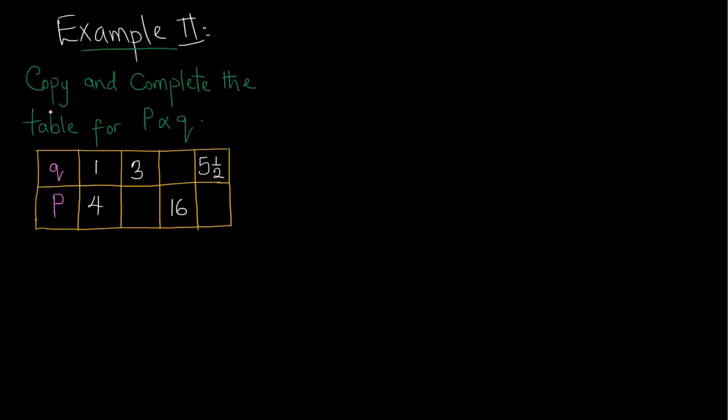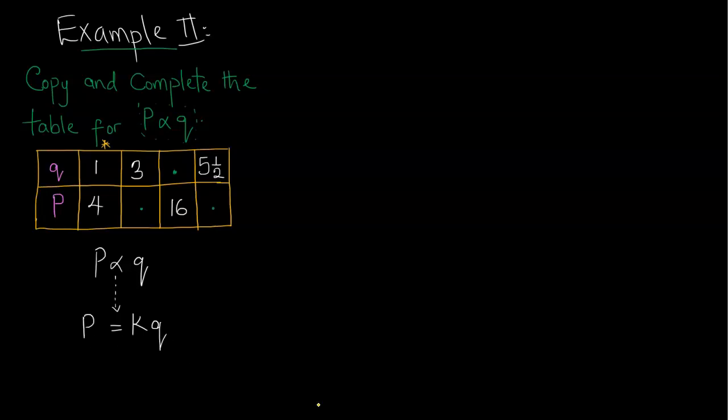Let's take the next example. The question asks us to copy and complete the table for p varies directly as q. Here is the table. The first row contains the values of q, and the second row contains the values of p. There are some missing values here that we are going to have to solve for. Now we see that p varies directly as q. The first thing we are going to do is to change this sign of proportionality to an equal sign. And of course, we know that once we do that, we have to multiply whatever is on the right by the constant k. So this is going to be p equals kq.